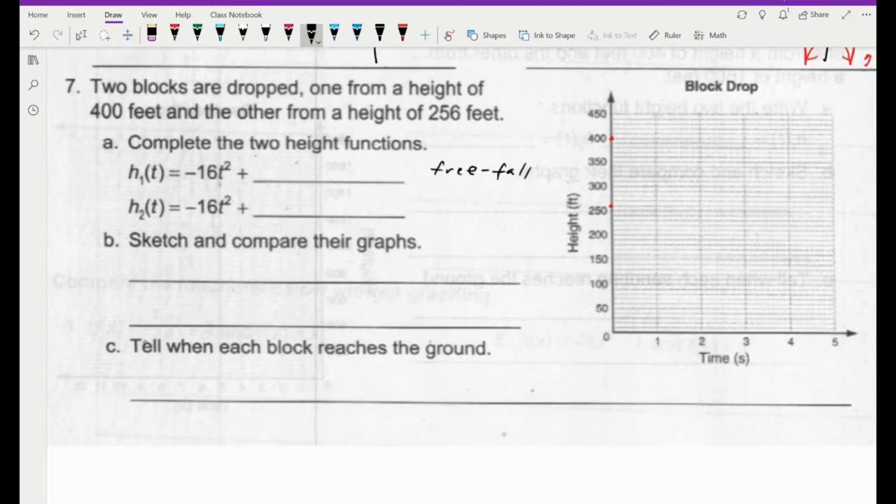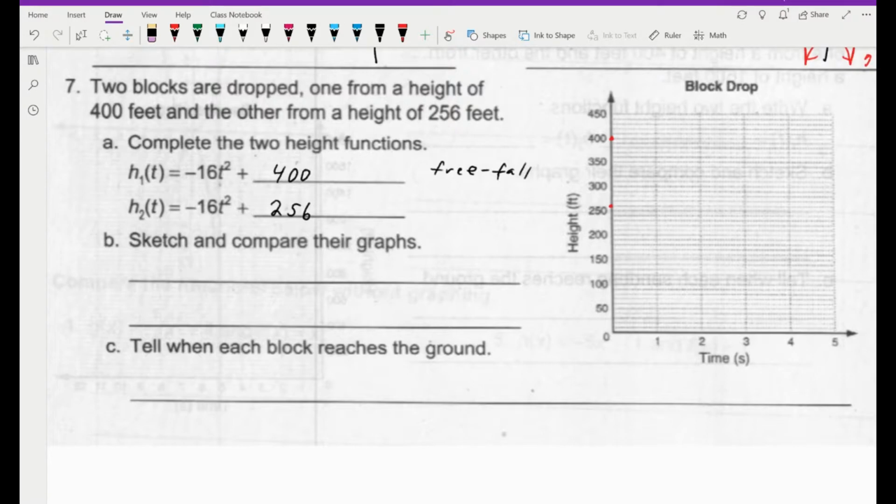The starting height for one of them is 400 feet, and the other one has a starting height of 256 feet. And see here, they're both negative, which means they're both opening down. The t squared is like an x squared. It's a parabola. It says sketch and compare the graphs. It says tell when each block reaches the ground. Well, we can actually solve for it.